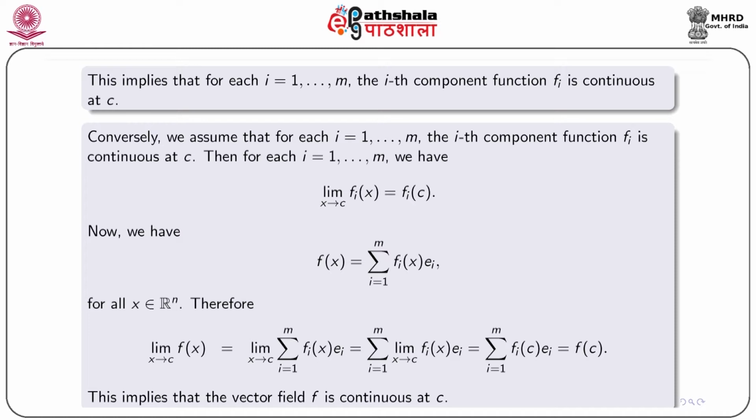Conversely, we assume that for each i from 1 to m, the ith component function fi is continuous at c. Now, we know we can write f(x) equal to summation of fi(x) ei where i runs from 1 to m. Therefore, limit of f(x) as x approaches c equal to limit of the sum over i from 1 to m of fi(x) ei. Now, limit of sum equal to sum of limits, we apply it here. So, finally, we get sum of fi(c) ei, which is nothing but f(c). This implies that the vector field f is continuous at the point c.